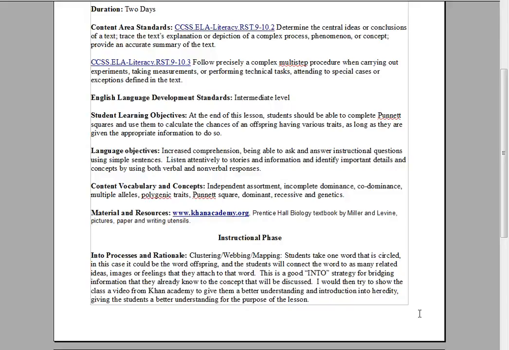I can either have students do this individually or do it as a class. I think it might be better to do it as a class in certain situations, and in other situations have them do it individually, depending on the students. And have them connect what they know about the word, or what that word makes them feel, into a little web. I would do this for multiple words so that we could bridge that information that they know into this topic of gene traits and passing down the genetic information to offspring.